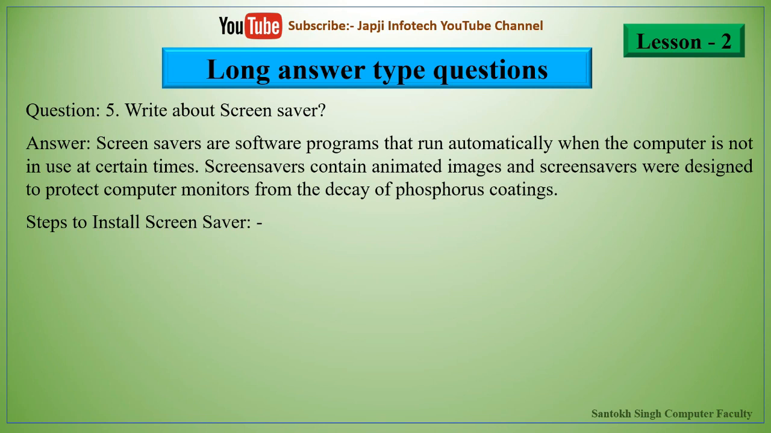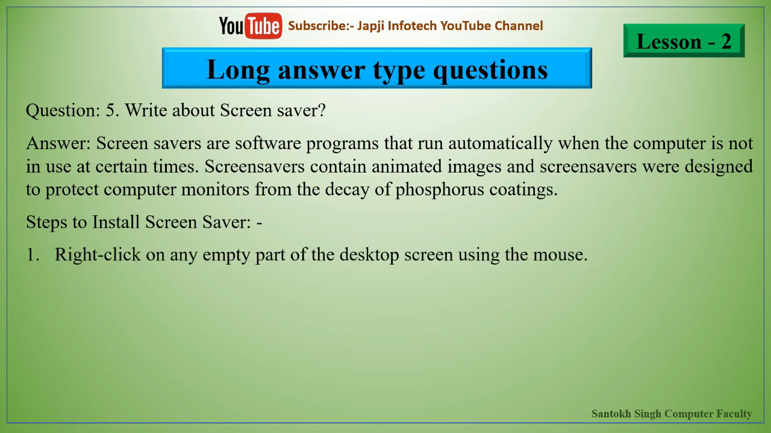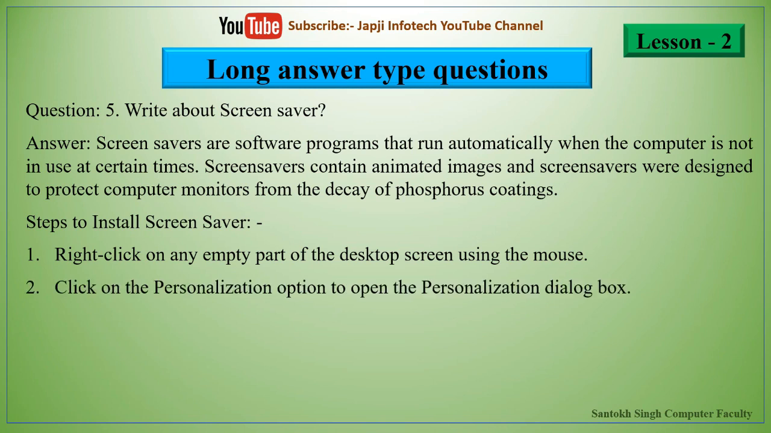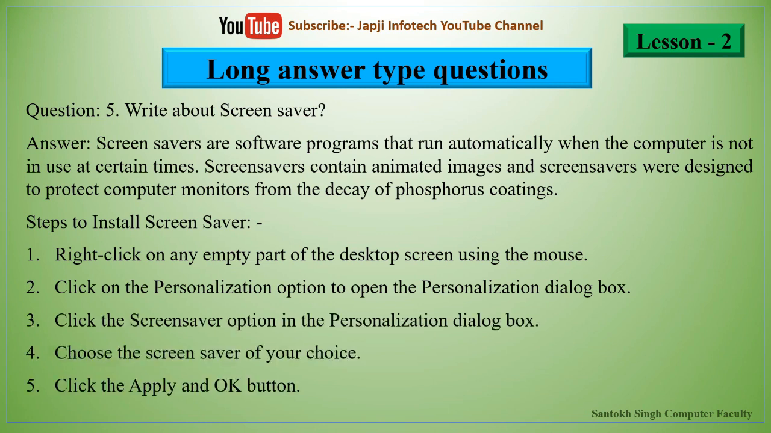So the steps to install a screensaver are: the first one is to right click on any empty part of the desktop screen using the mouse. Click on the personalization option to open the personalization dialog box. Third, click the screensaver option in the personalization dialog box. Choose the screensaver of your choice. And the last thing we can do is click the Apply and OK buttons.